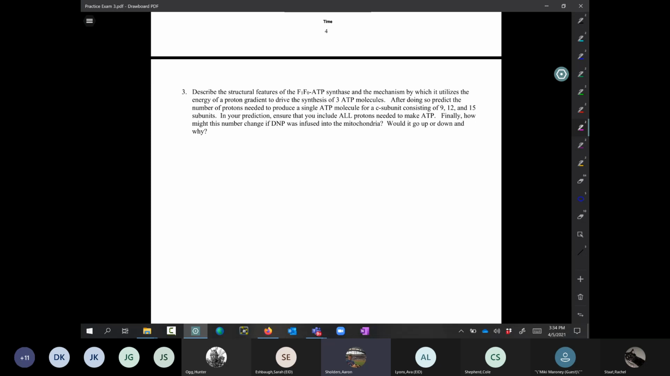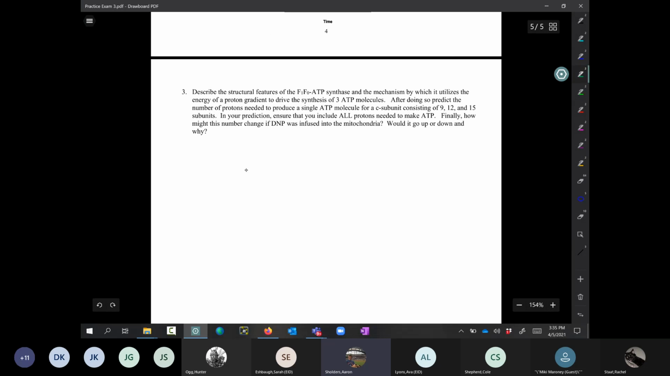All right, so this is a long question. There's a lot there. In particular, the first part of the question, I wrote with a practice exam in mind, making sure that you do understand the structural features of F1-FO ATP synthase. So the whole premise is that you've got, and I'm going to butcher this, but I'll try and draw this out.